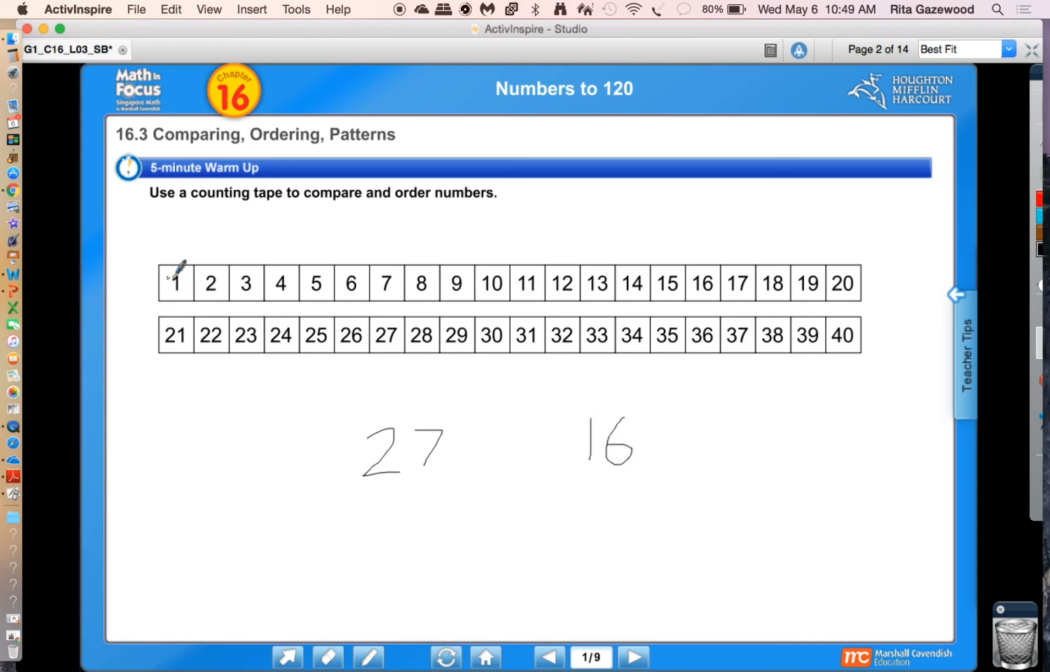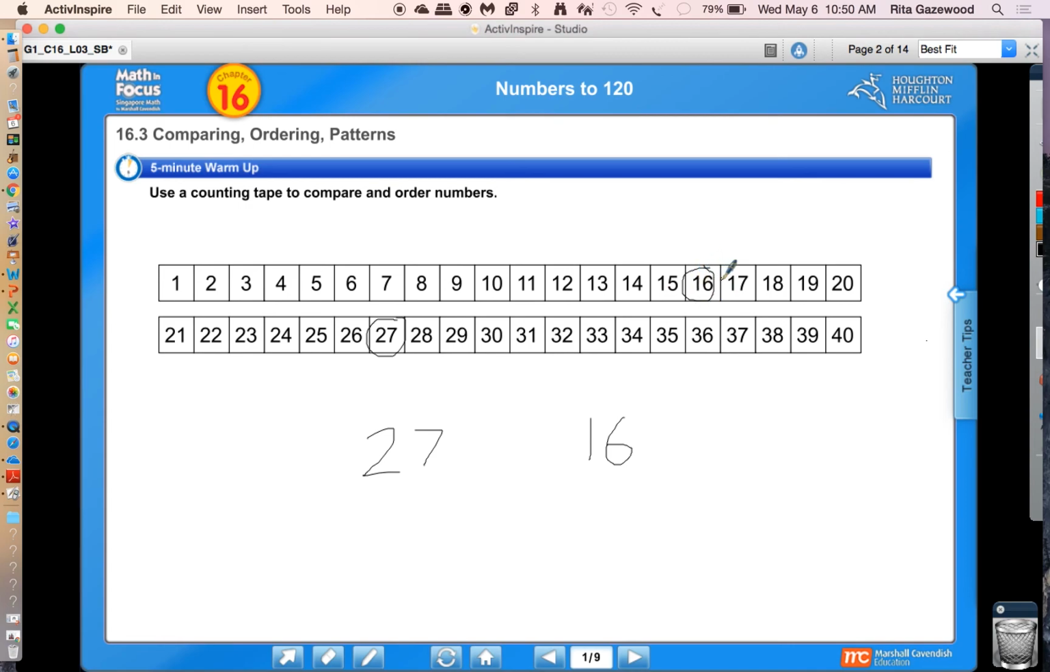In order to use a counting tape or part of a 100 chart, what you want to do is first identify the numbers that you're comparing. So to identify them, I'm going to circle them. So I'm going to circle 27 and 16. And the way we use the number tape to compare is that we look at the number tape as our typical counting forward by ones pattern, because that's what this is. It's just showing us counting forwards by ones. So 1, 2, 3, 4, 5, 6, 7, 8, 9, 10, 11, 12, 13, 14, 15, 16.